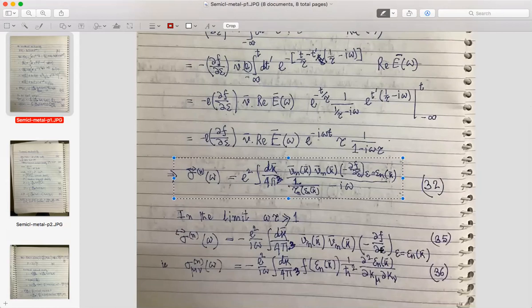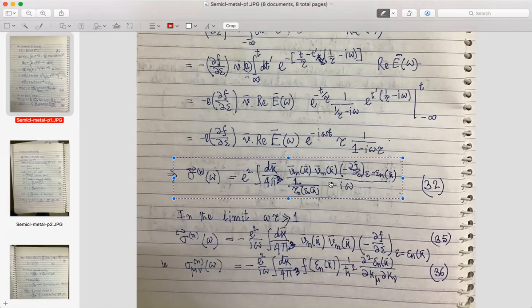Now, an interesting limit of this, to understand its significance, is the limit when omega tau is much greater than 1. So we are talking of clean enough samples so that the relaxation time is large enough, and also the frequency is high so that this condition is satisfied. Omega tau is much greater than 1.